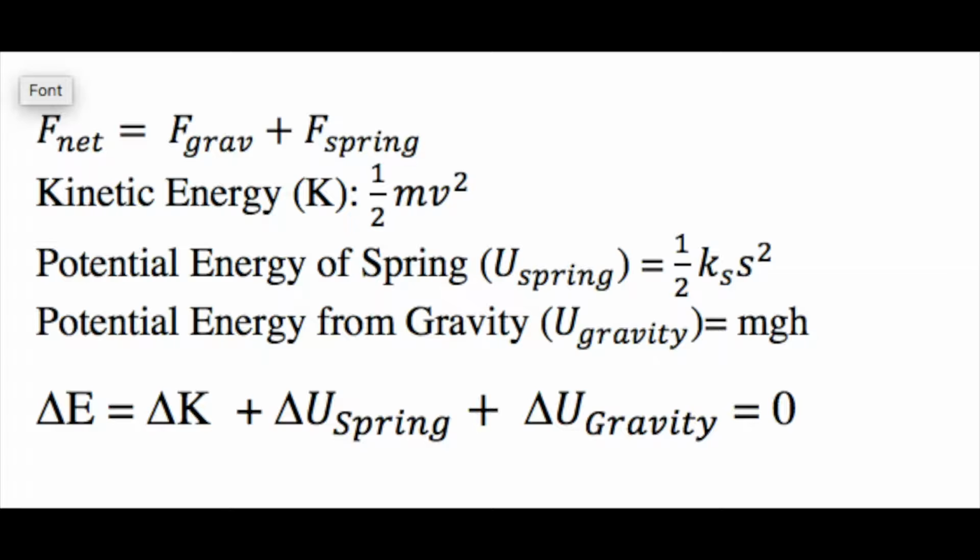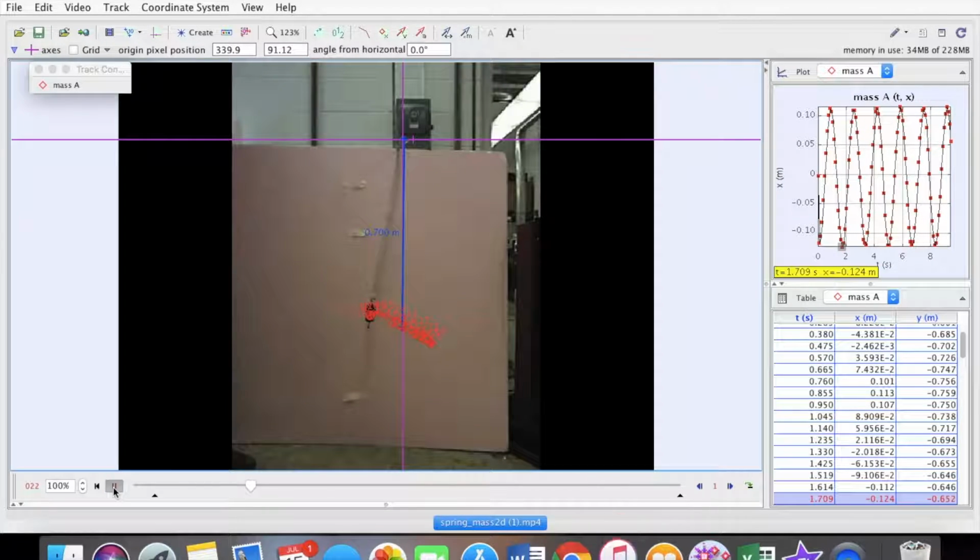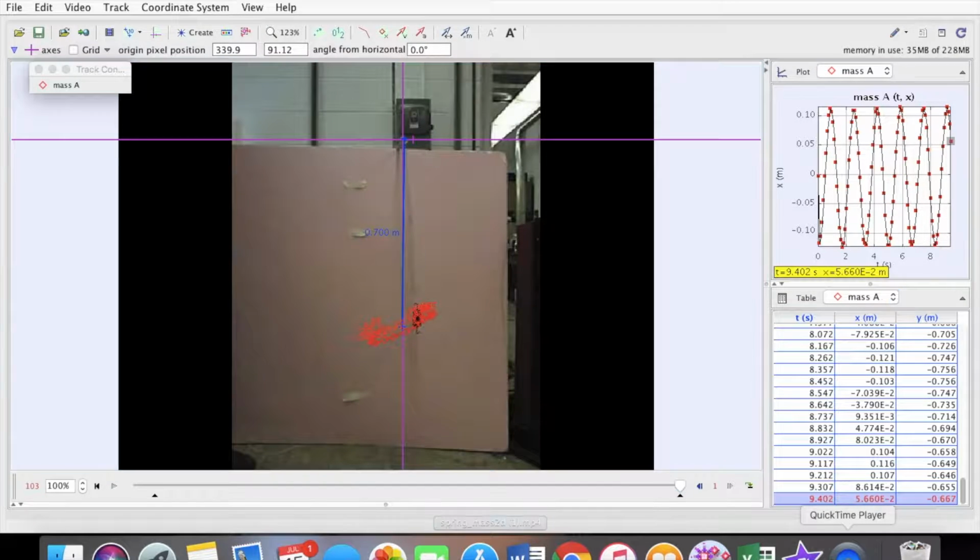Now let's analyze the Tracker video. The origin is where the spring is fixed on the wall, and the calibration stick is set to 0.7 meters, which is the distance between the fixed point and the mass. To gather data from this video, I track the center of mass. The graph to the right shows the oscillations, and the data below shows the exact position the mass was at during a given instant in time.